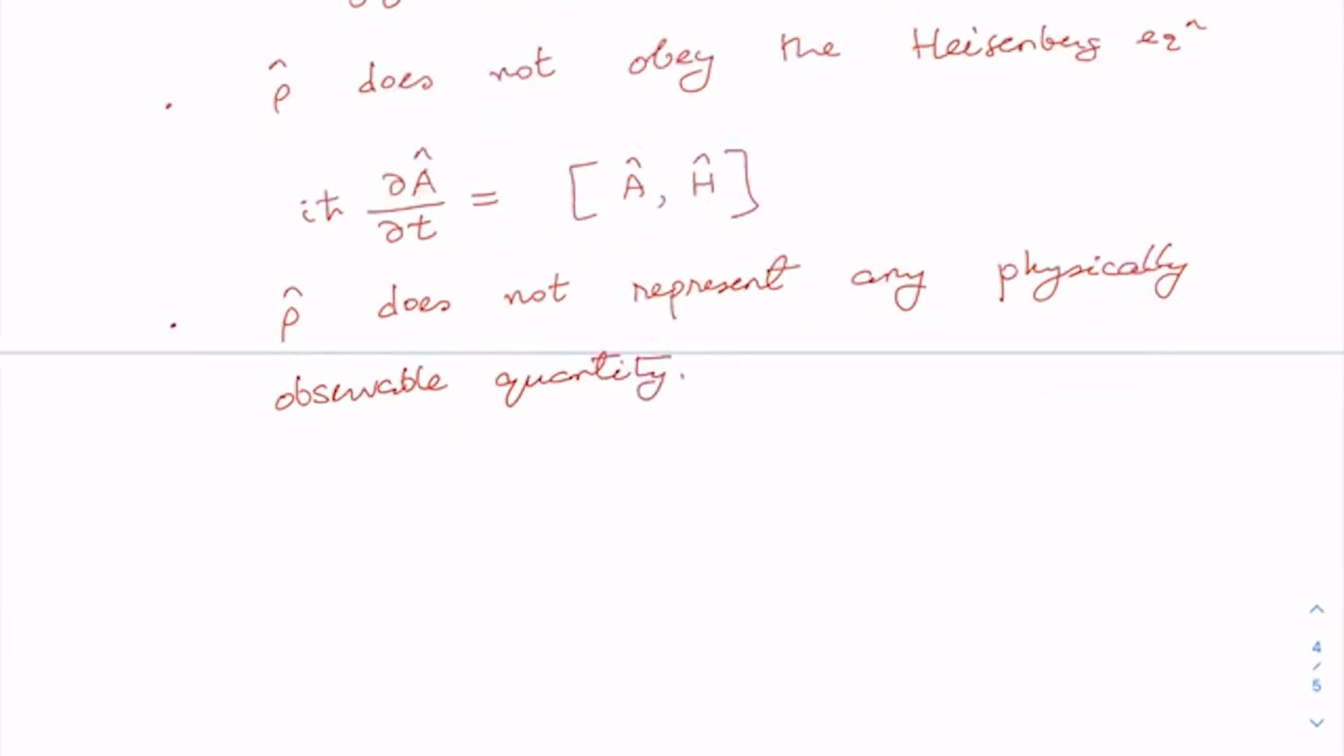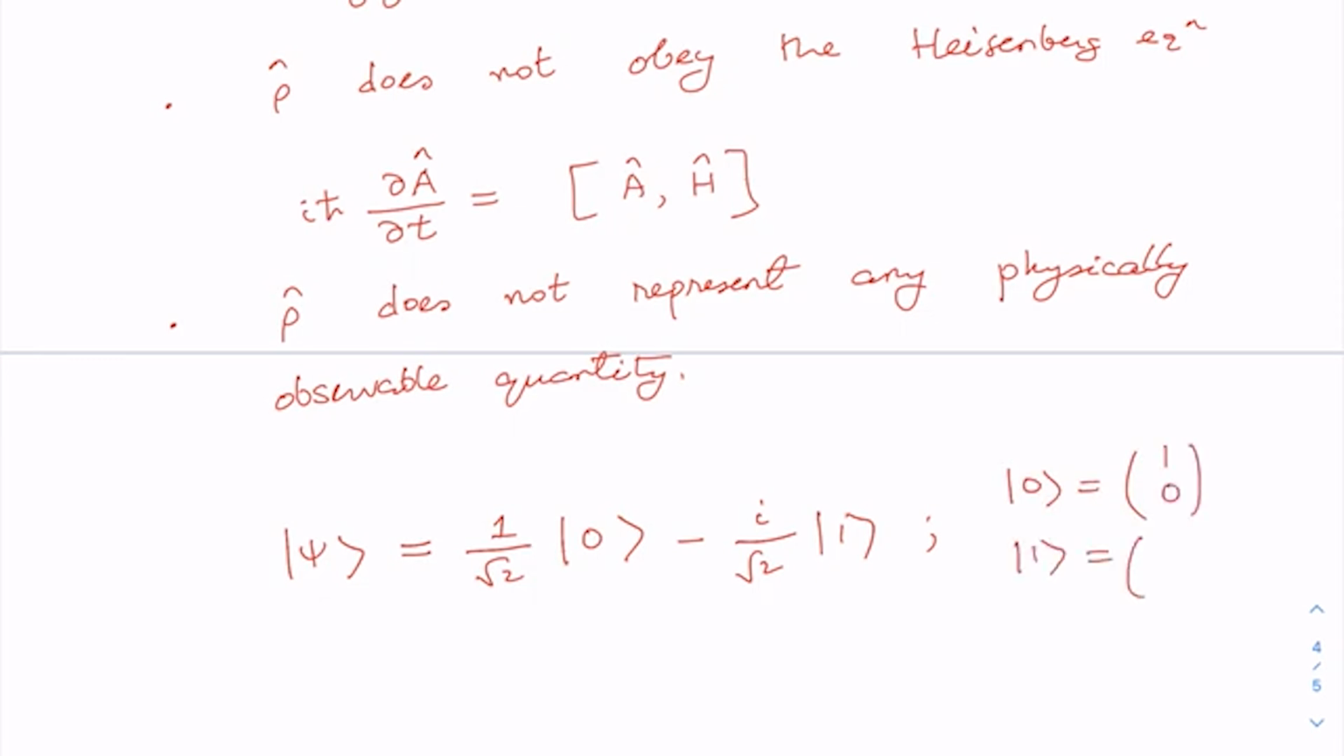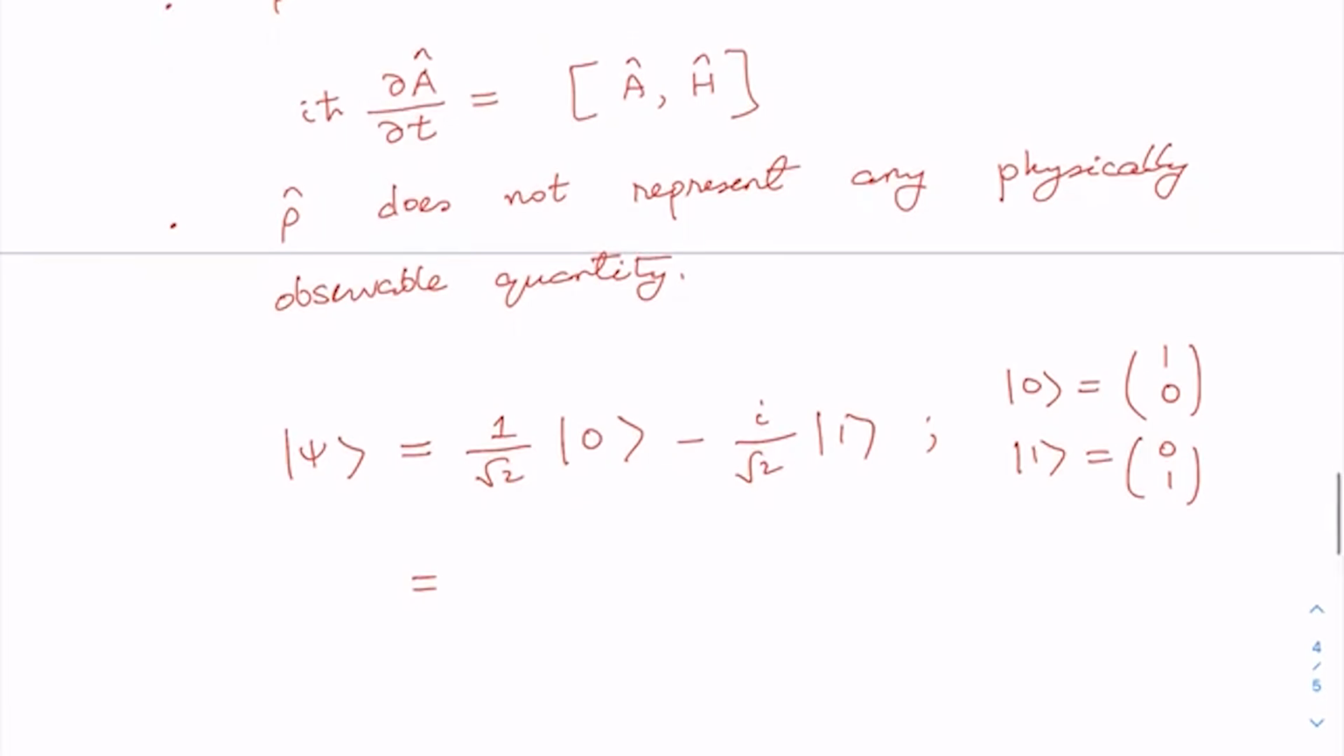All right, to get an idea about the properties of rho quickly, let us just consider this simple example. Say a two-level atom is represented by this coherent superposition of state |0> and |1>. In terms of matrices, |0> is represented by the column vector (1, 0), and |1> is represented by the column vector (0, 1), and then this state vector of the two-level atom can be represented by this column vector (1, -i).